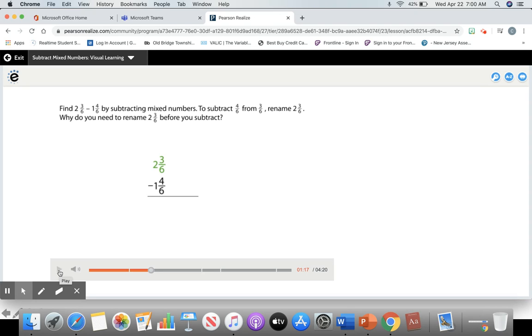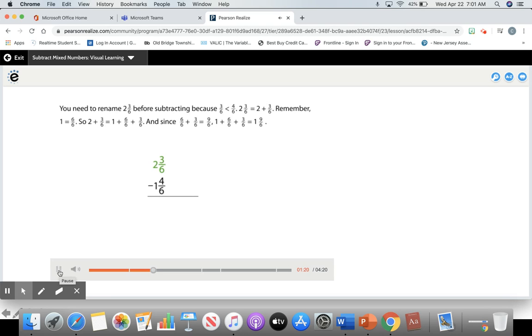Well, renaming is like regrouping, right? I have to take that 2 and change it to a 1 6/6, and I have to do 1 6/6 plus the 3/6 left over. So now I have 1 9/6.